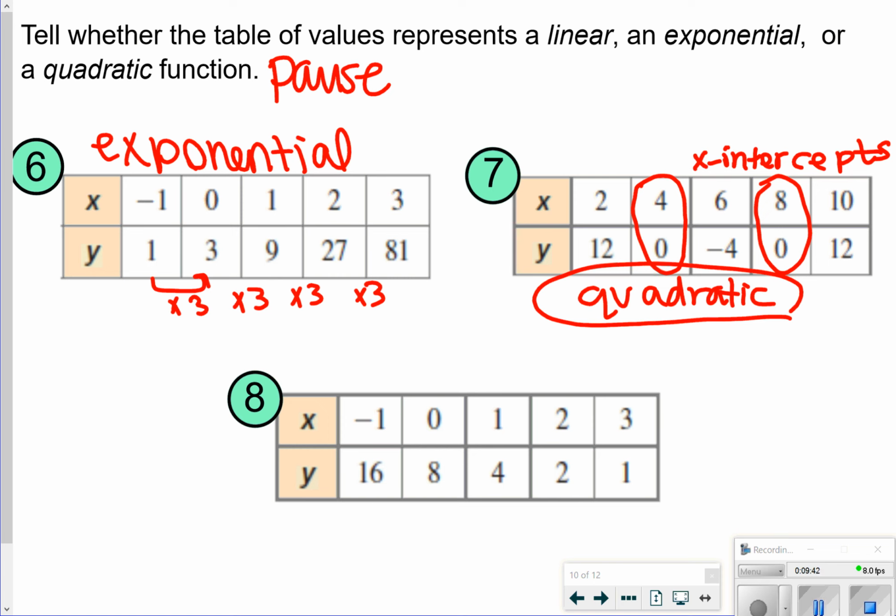The last one, we notice that 16 changes to 8, either minus 8 or divide by 2. 8 to 4 is minus 4 or divide by 2, so all of these are going to have divide by 2 in common, which means number 8 would also be an exponential.